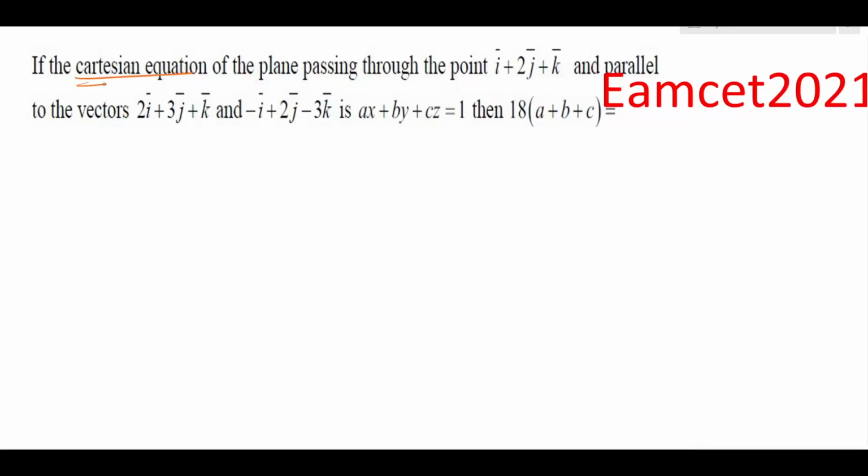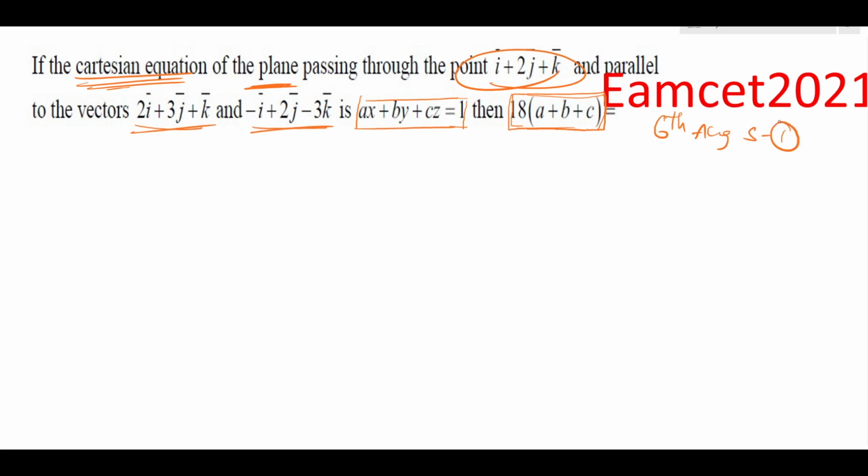If the Cartesian equation of the plane passing through the point i bar plus 2j bar plus k bar and parallel to the vectors 2i bar plus 3j bar plus k bar and minus i plus 2j minus 3k is ax plus by plus cz is equal to 1, then the value of 18 into a plus b plus c is equal to dash. This is Eamcet 2021, 6th August, shift 1 question.